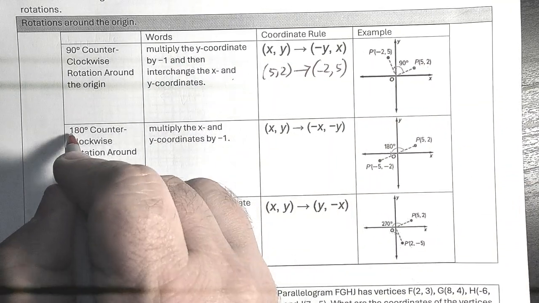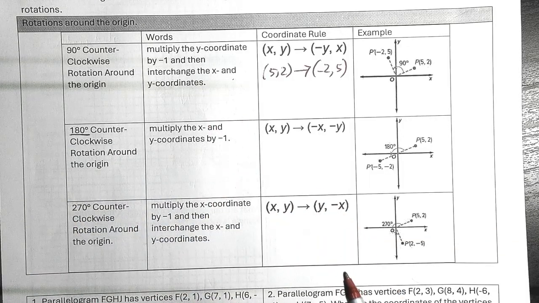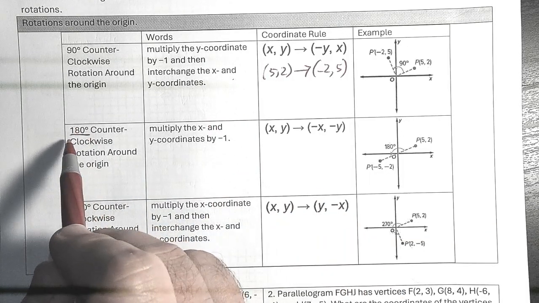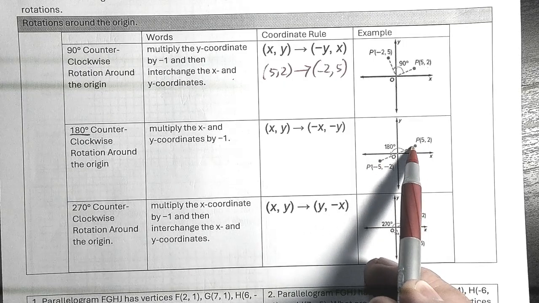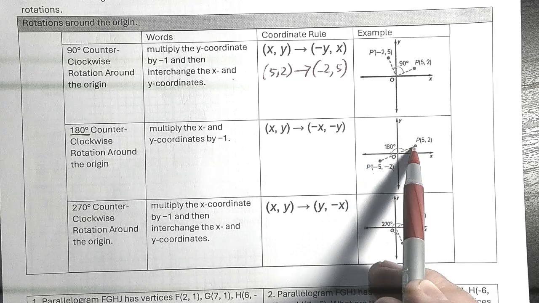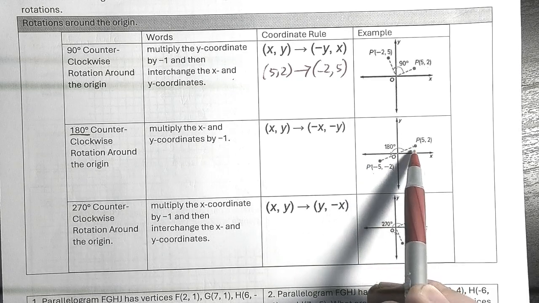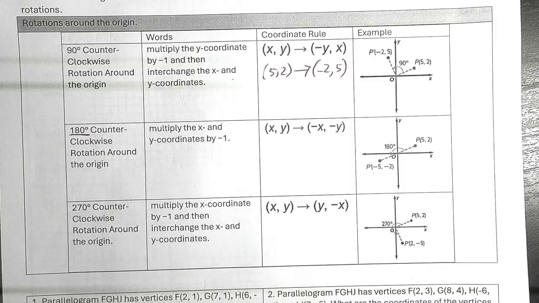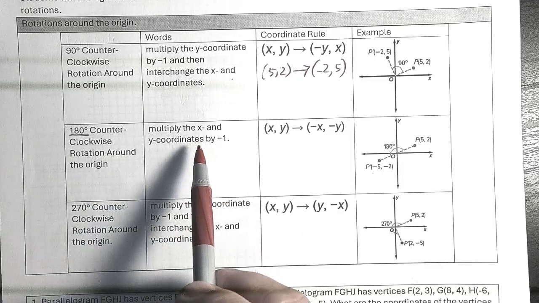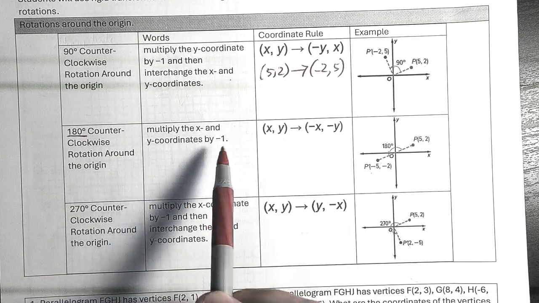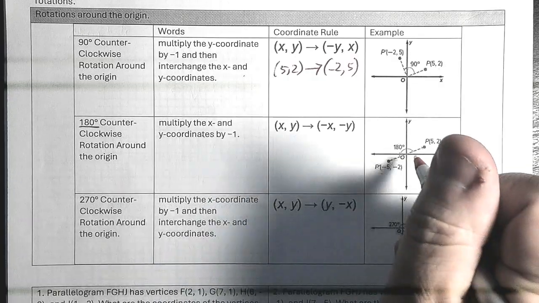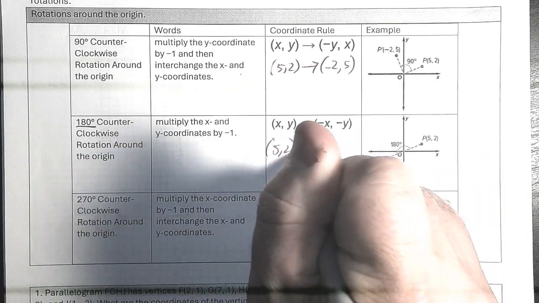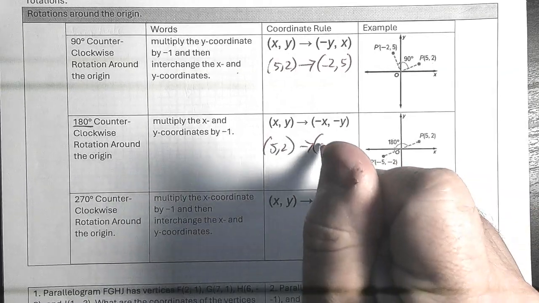All right, so 180 degrees counterclockwise, and we'll talk about it later, but 180 is halfway across the page. So from here, going left or counterclockwise, 1, 2 puts you here. If we were to go clockwise 180 degrees, 1, 2, it puts you in the same spot. Just a little something for later. But to get this, you multiply the x and y coordinates both by -1. So x comma y becomes -x comma -y. So your 5, 2 becomes -5, -2.